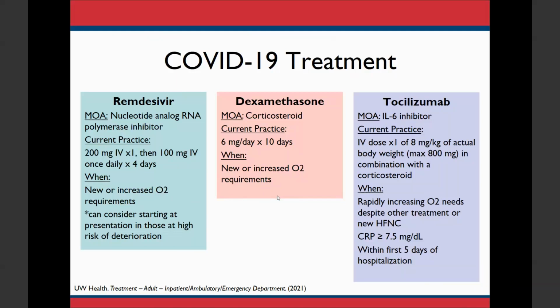And then tocilizumab is the last one I'll touch on. This is the IL-6 inhibitor. We usually give at least 1 dose of 800 milligrams in combination with the corticosteroid when patients meet these criteria below: within the first 5 days of hospitalization, when the CRP is greater than or equal to 7.5, and if they have a rapidly increasing oxygen need despite being on other treatment, or if they're started on the high-flow nasal cannula. Usually tocilizumab doesn't have the benefit when started after mechanical ventilation.